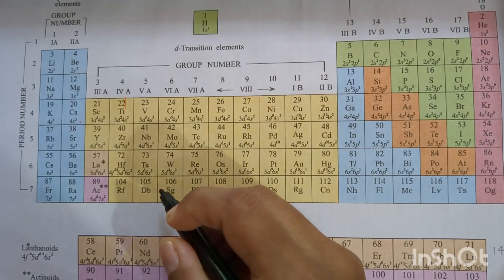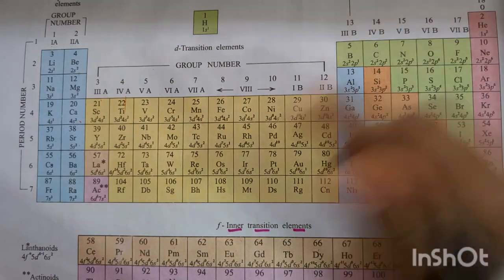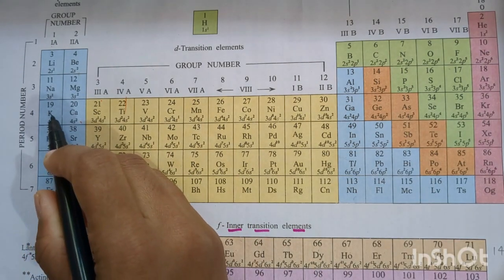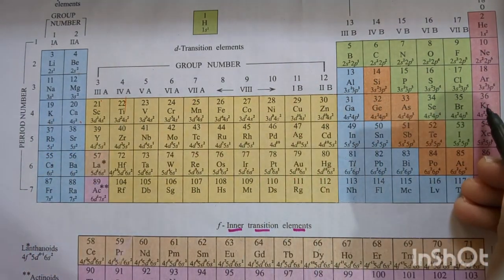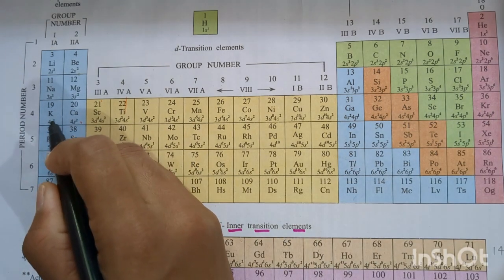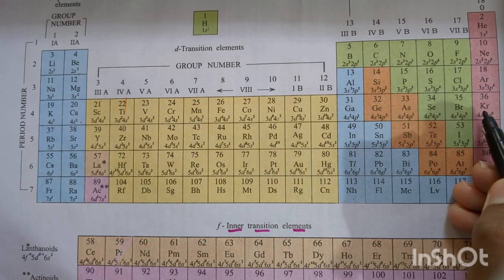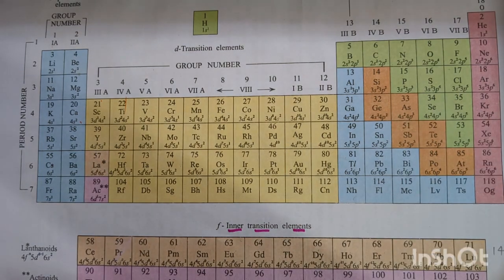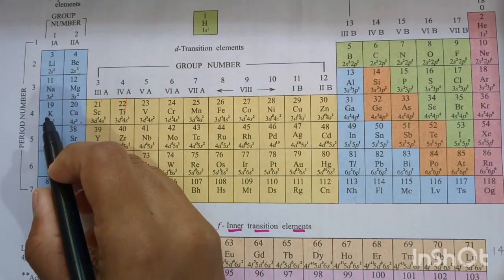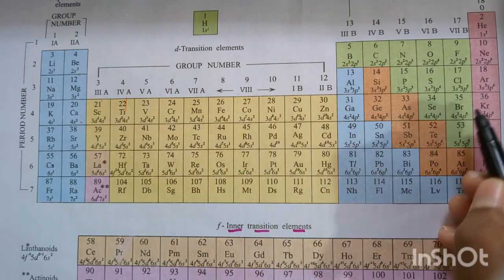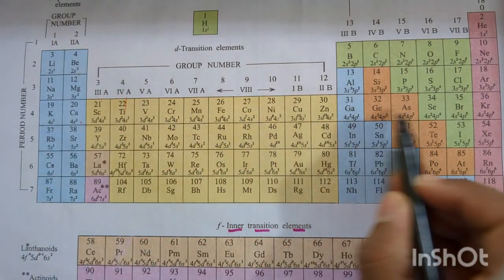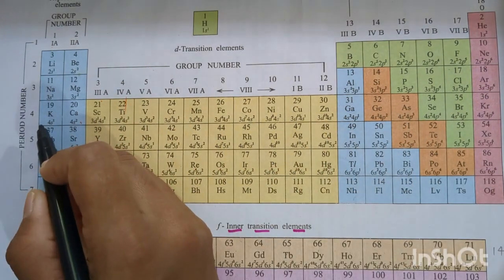Now, when you look at the fourth period of elements, you see the fourth period starts with potassium and ends with krypton. The atomic number of potassium is 19 and for krypton it is 36. And how many elements are there in the fourth period? From potassium to krypton, there are 18 elements in the fourth period.